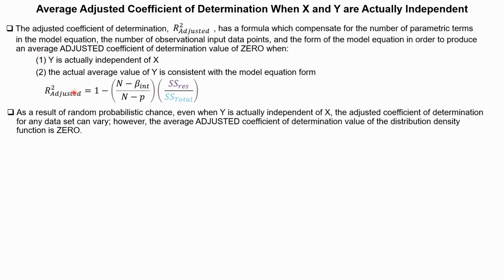When these conditions are true, the average adjusted r squared value will be 0. However, for any data set, just due to random probabilistic chance, even when there is actual independence between the x and y term, the adjusted r squared value can vary dramatically.